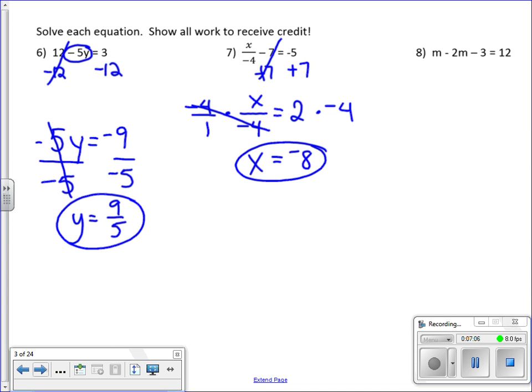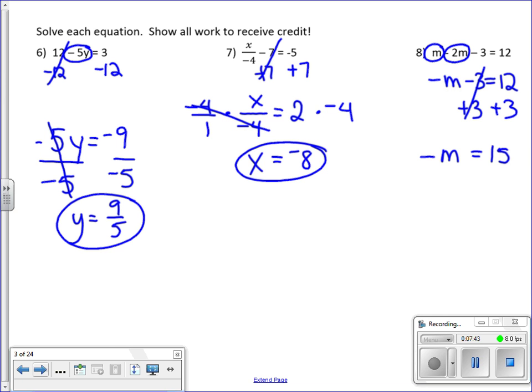Number 8, before I do anything, I need to combine my like terms. Remember, if ever I have that to do, I need to get that done first before I start getting rid of anything. So we have m minus 2m. m minus 2m is negative m, because this is a positive m and this is a negative 2m, so I get a negative m when I'm done here. Minus 3 is equal to 12. I now need to add 3 to both sides to get rid of the 3. That means I have negative m is equal to 15.